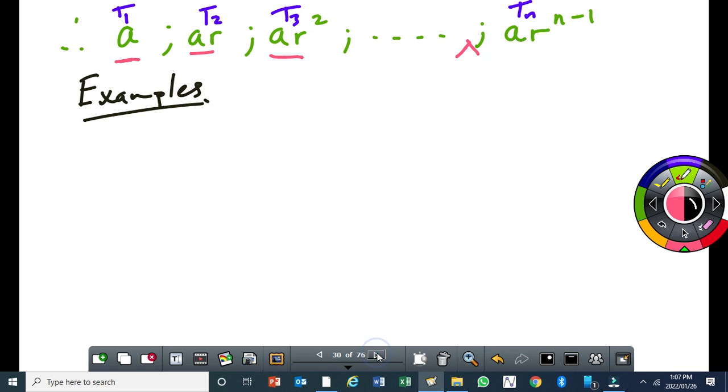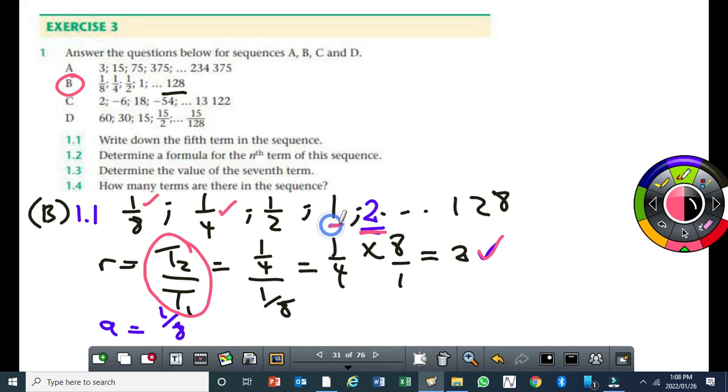So for our sequence here, we are given the 4th term as a 1. But the common ratio is a 2. Therefore, the 5th term is going to be the 4th term times the common ratio, which will be 1 times 2. That will give you a 2.